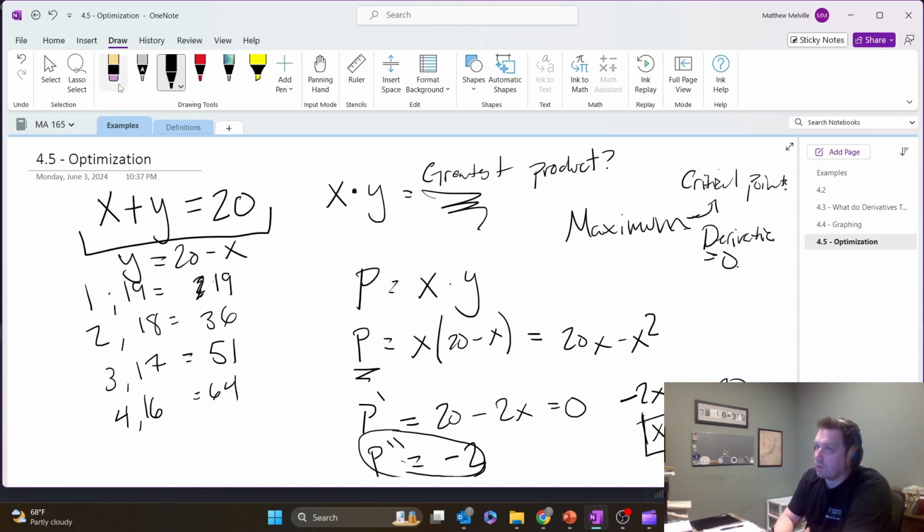is my maximum value that it can be. So if I go over here and I do 10 plus 10, I'm going to get 100.